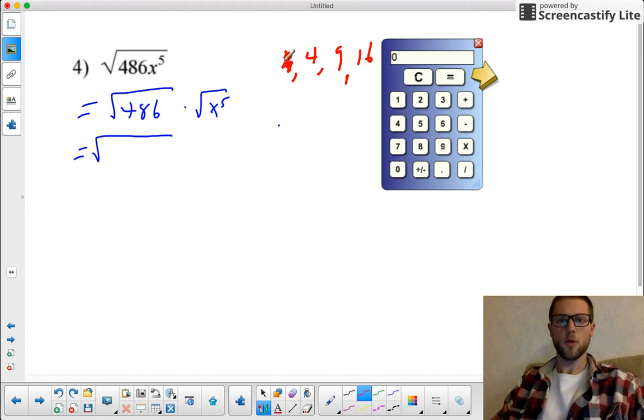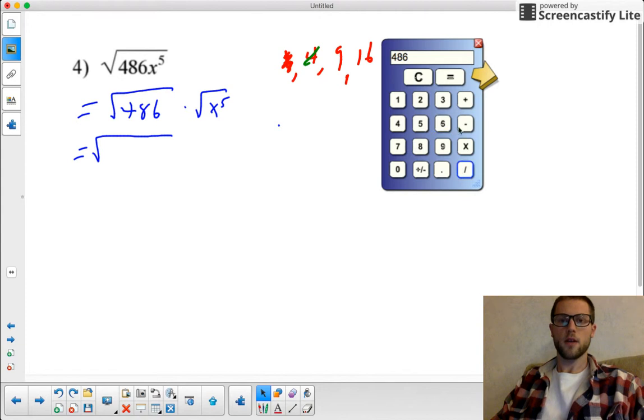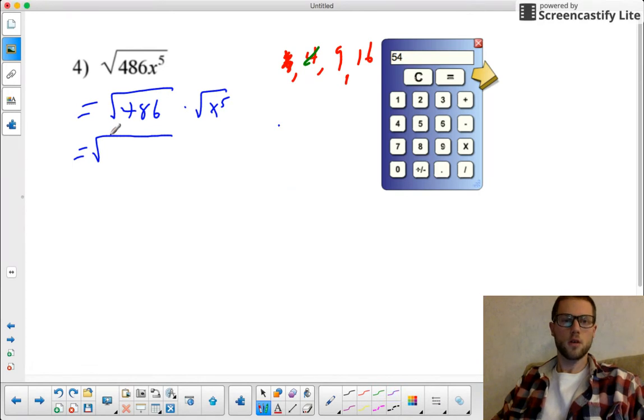Obviously, everything's divisible by 1, so that's not very helpful. But let's go through those three. I take 486 and divide it by 4, and that one doesn't work, so let's cross this guy off. Next, 486 divided by 9. And that one works, so let's just go with that one. That means 9 times 54 is 486. So I can split up the square root of 486 into the square root of 9 times 54.